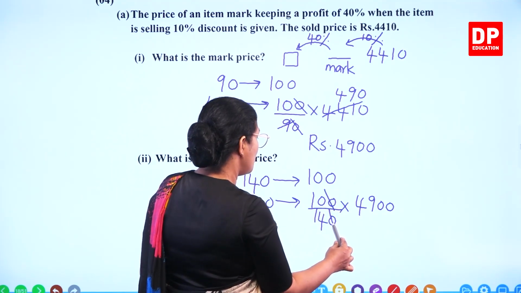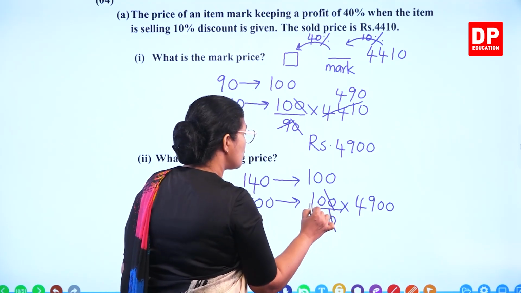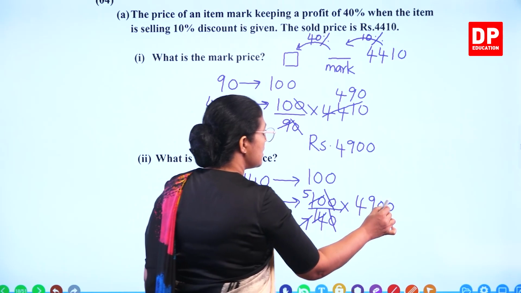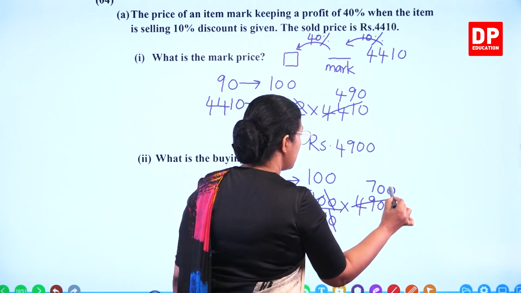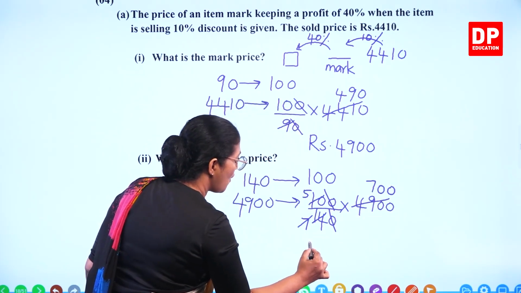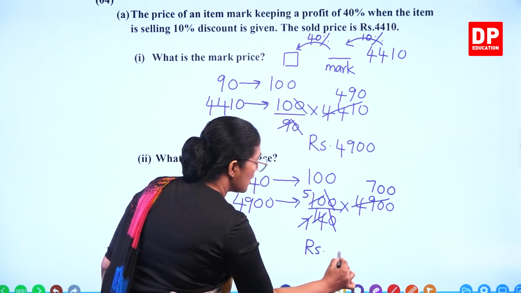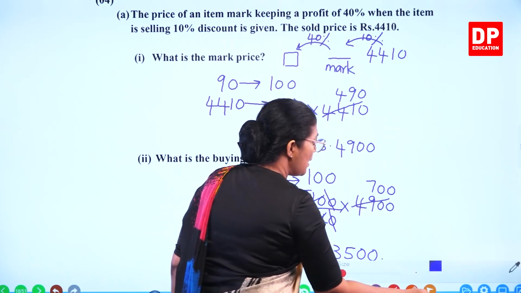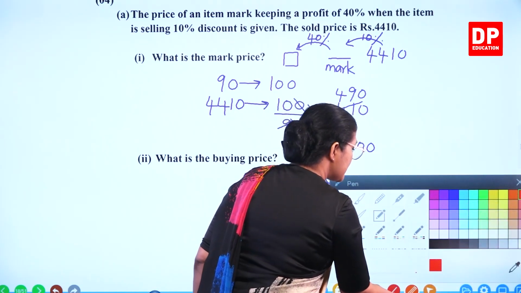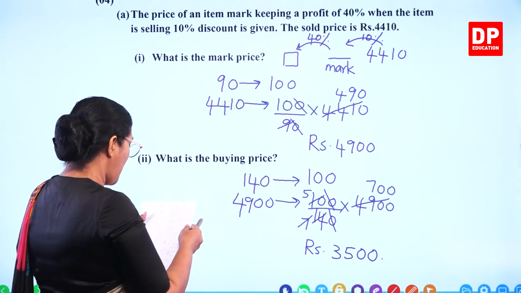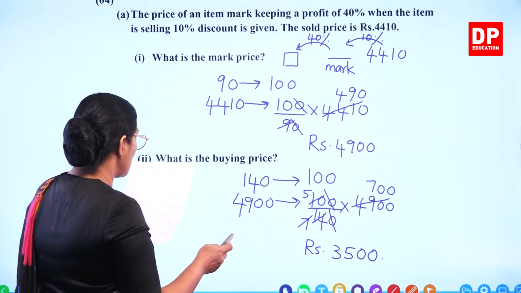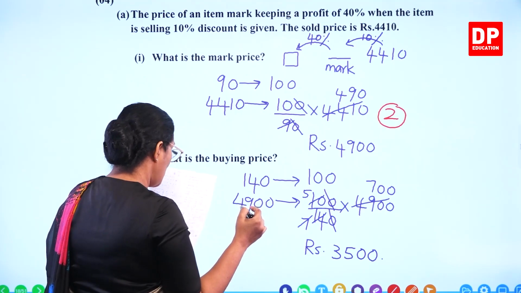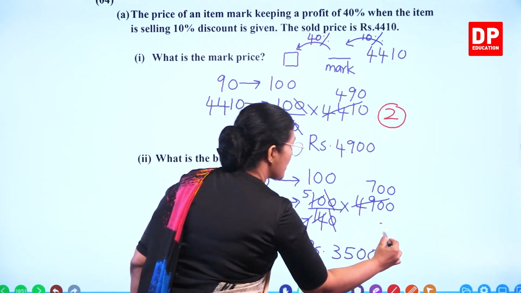When you take 2, that's 7. 7 times 700, 700 times 5, 3,500 rupees. That's the buying price. Let's give marks for this part. You get 2 marks for this value and 2 marks for this part.